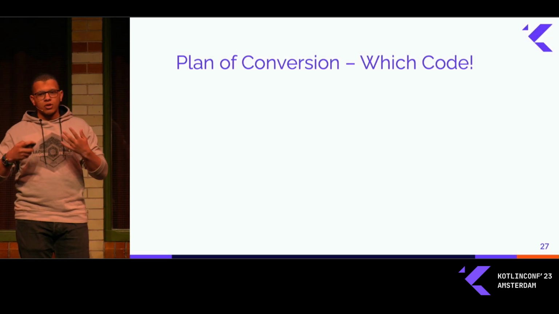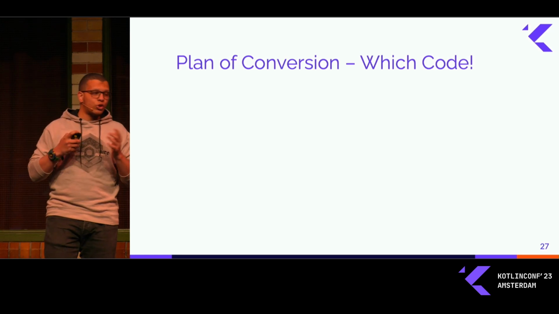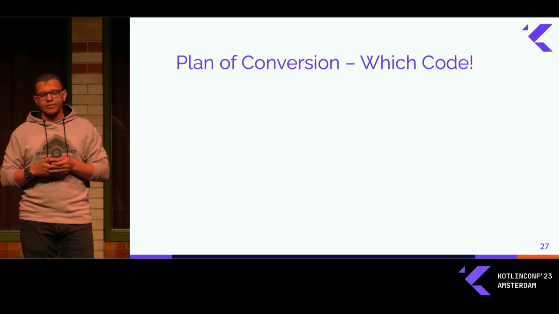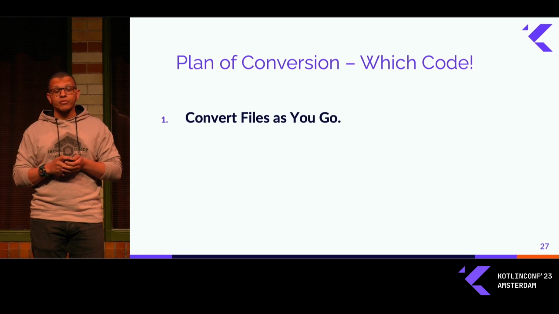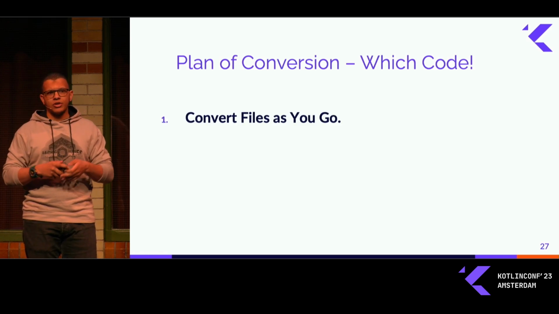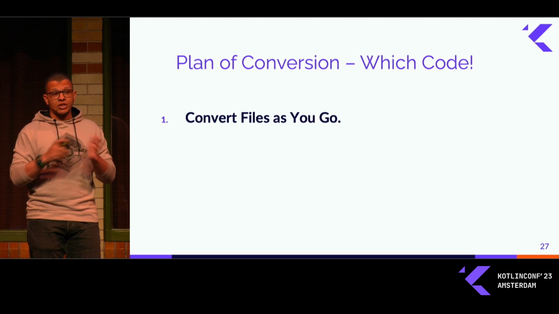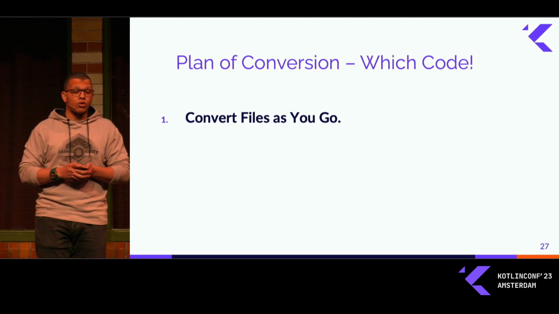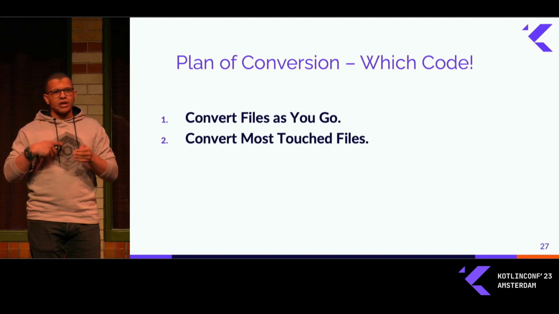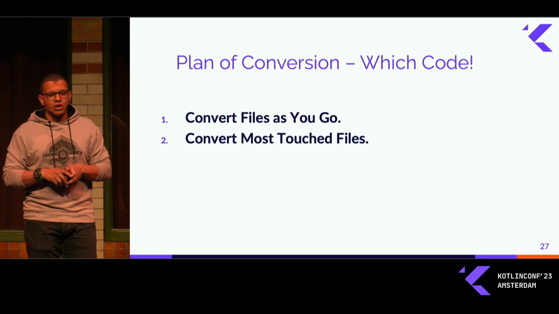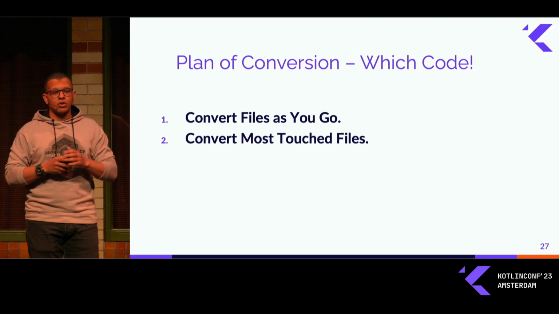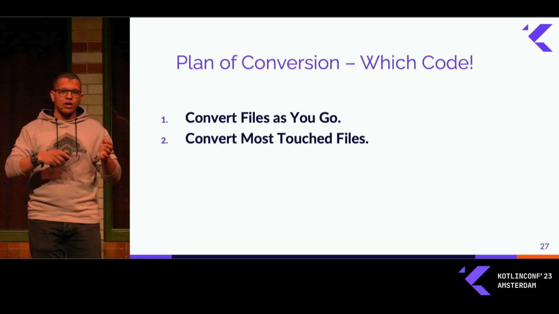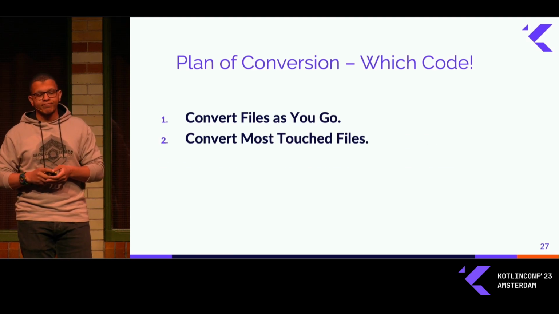So after talking about the status of the code and the goal, which code are we going to convert first? The strategy you can follow is to convert as you go. Whenever you touch a file in Java, you can start converting it. This is a simple strategy you can follow. You can also query from Git. I will share a Git command that will give you the most touched files in your code base, for example in the past 10 or 12 months. And then you can start refactoring those files.